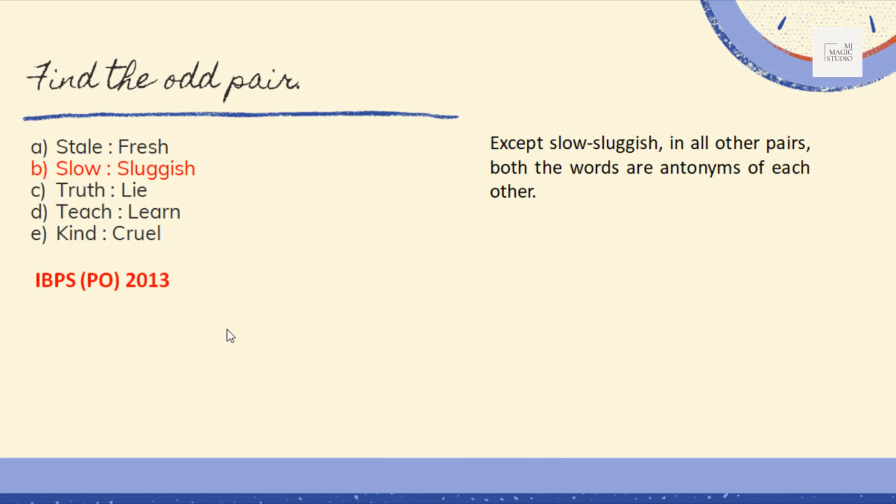Except slow and sluggish, in all other pairs, both the words are antonyms. Stale is opposite of fresh. Truth is opposite of lie. Teach is opposite of learn, and kind is opposite of cruel. So we are left with slow and sluggish, which are somewhere around synonyms of each other. That's why B is the odd one out. Yes, Arvind, B is the odd one out. Let's take one more.